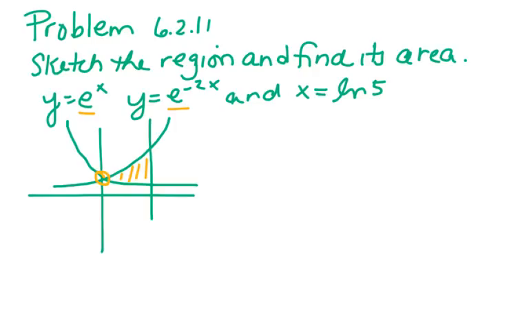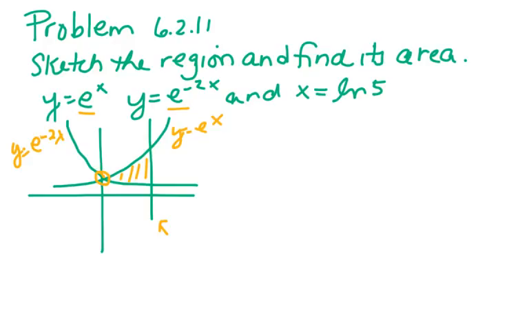So this is problem 6.2.11. We're asked to sketch the region and find its area. The functions that you're given are y equals e to the x, just the exponential, and y equals e to the negative 2x, which is a decay, over on the left-hand side. And the third piece of information, which helps put boundaries on this region, is x equals ln of 5.